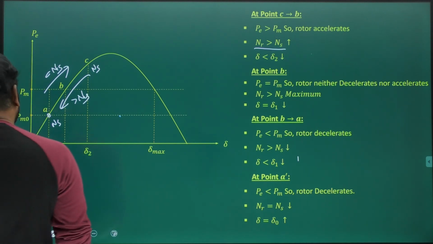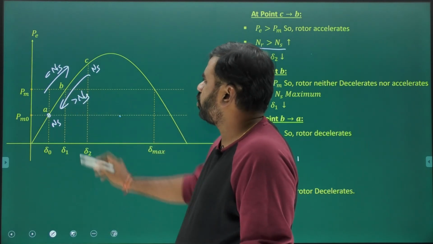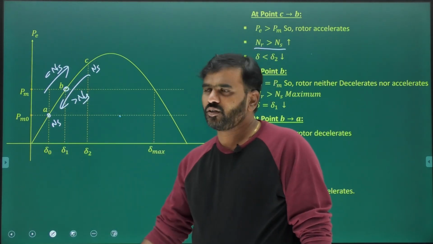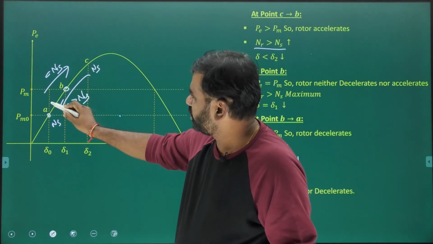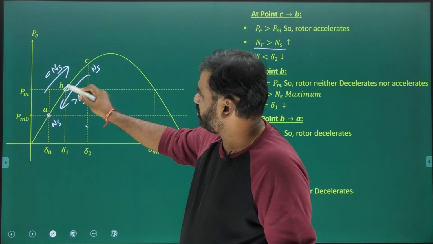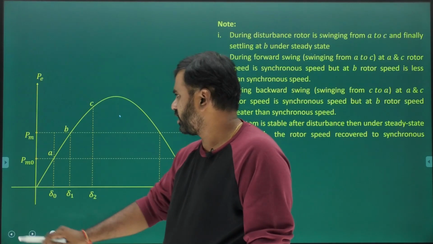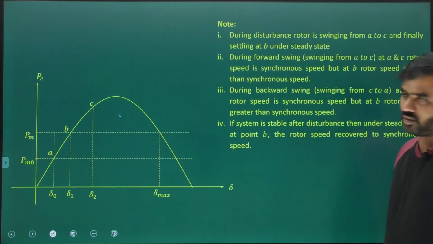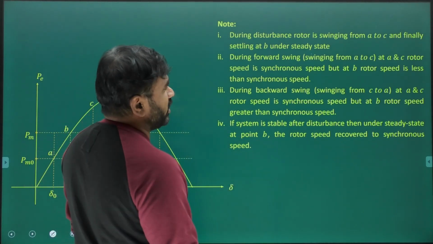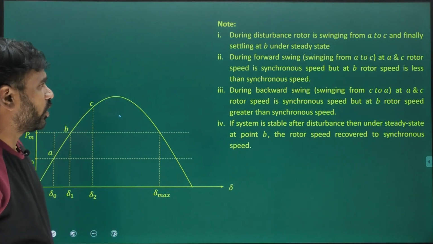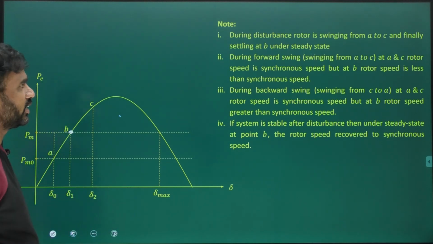Okay, so with respect to time what happened? See, these 2 points are approaching B and finally rotor speed at B will be synchronous speed. In the first swing this, second swing it will come up to here, third swing, fourth swing, fifth swing, something like that, and finally at point B only the machine will settle. Okay, so that's the conclusion I have written here. Have a look. During disturbance the rotor is swinging from A to C and finally settling at what? B under steady state. That is the idea. At B it is settling under steady state.